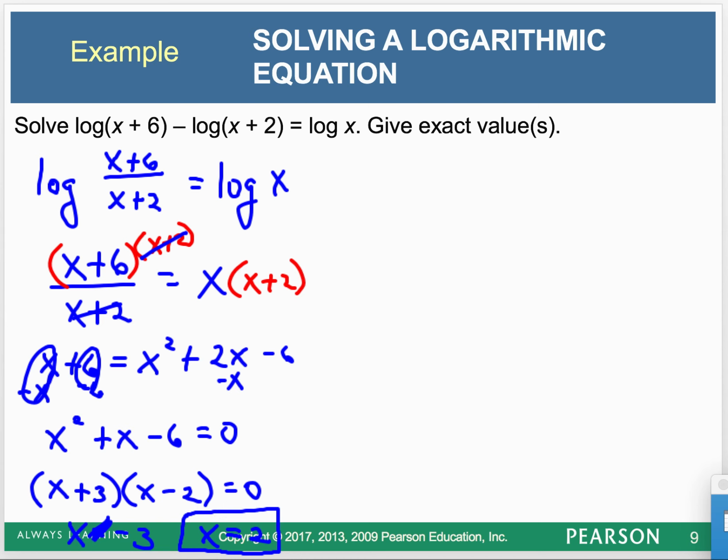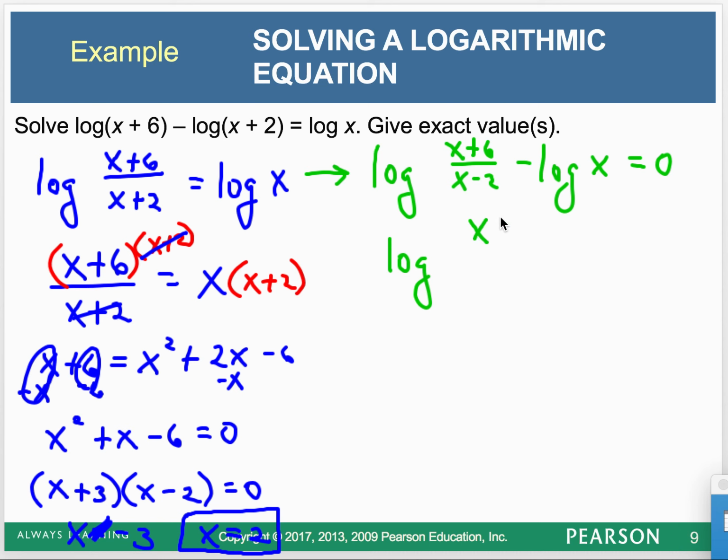Now, again, just a note. If we didn't think about that property, one thing I could have done is said, oh, I know I've got to get just one logarithm. If I'm thinking in those terms, I could have subtracted that log of x from both sides and then combine these. Because it's a minus, it will go in the denominator.